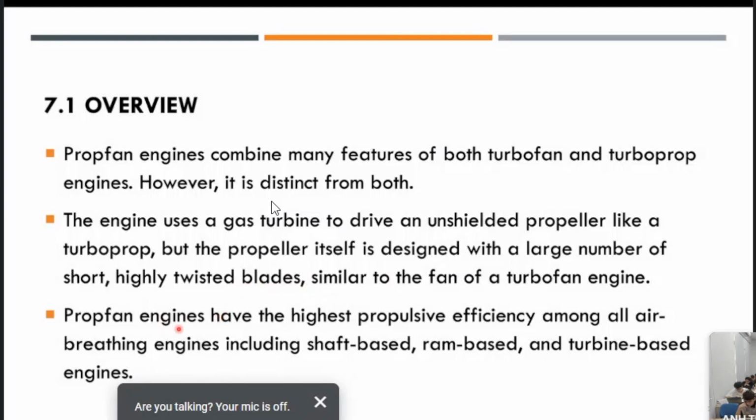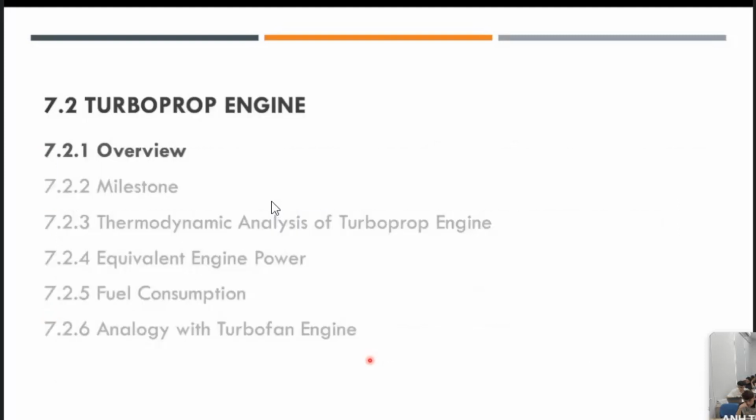The prop fan engines have the highest propulsive efficiency among all air-breathing engines, including the shaft-based, ram-based, as well as turbine-based engines. Okay, that's a little bit in terms of the overview of the three types of engines that we are going to look into in our chapter number 7.